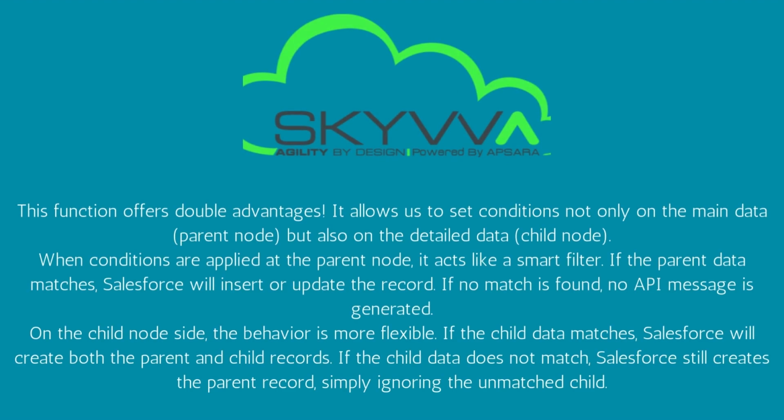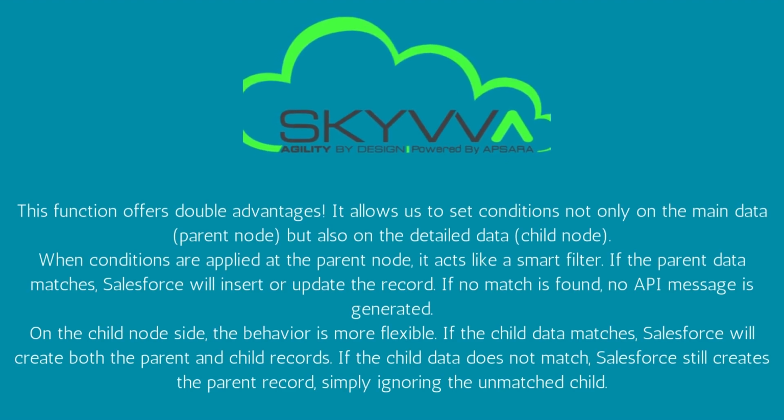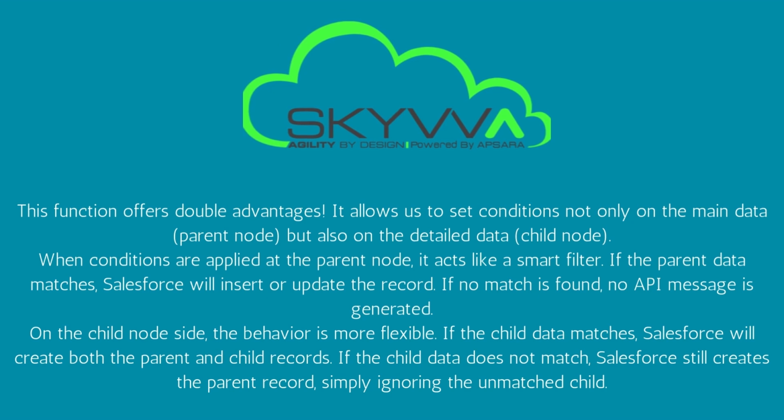This function offers double advantages. It allows us to set conditions not only on the main data, parent node, but also on the detailed data, child node. When conditions are applied at the parent node, it acts like a smart filter. If the parent data matches, Salesforce will insert or update the record. If no match is found, no API message is generated.